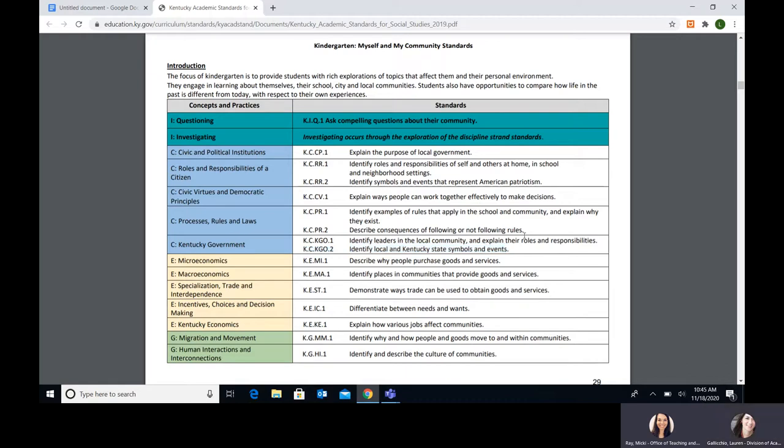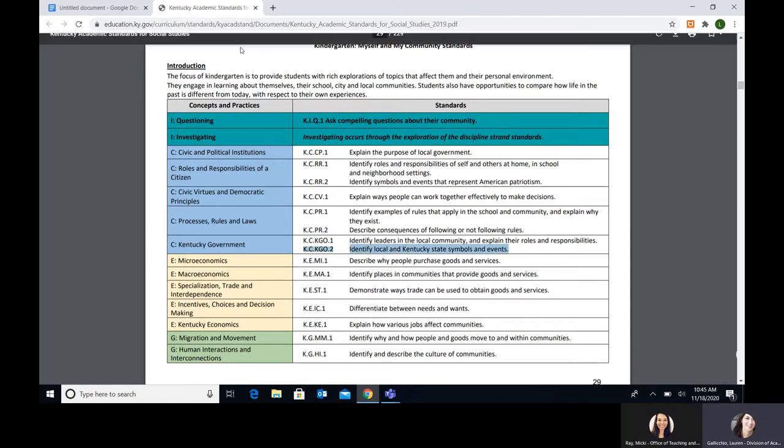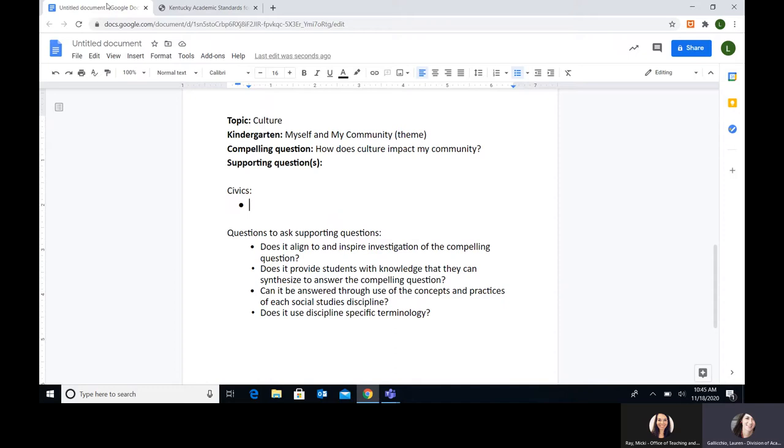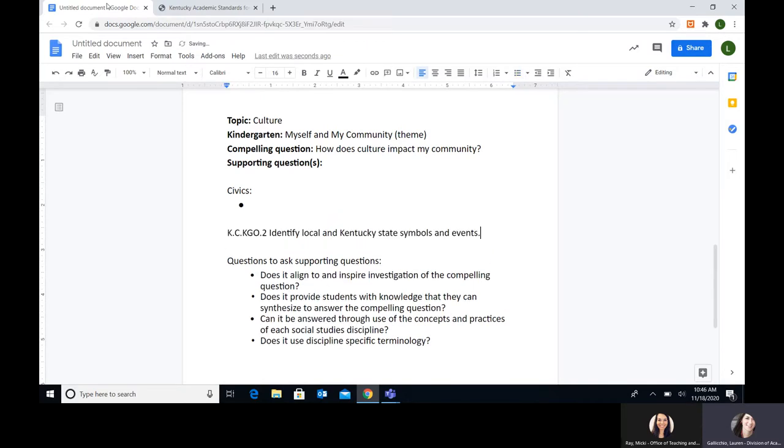So we can pull this over right now, because the questions say we want to make sure it uses discipline-specific terminology. We want kids to get grounded in good, discipline-specific, age-appropriate terminology. I'll pull the standard down so we can reference it. What might be a good supporting question that aligns with how does culture impact my community?